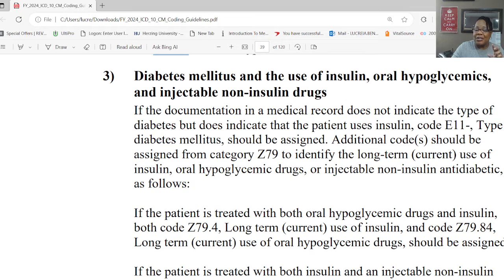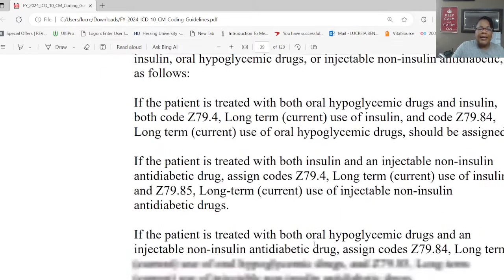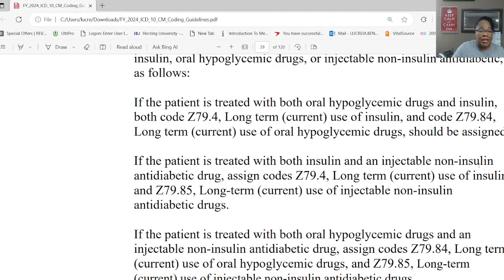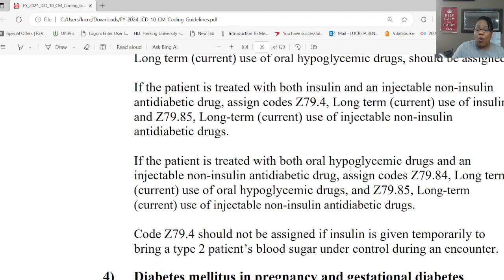Remember, this has changed. In the past, if you were on both, you only coded the insulin. But now if you take an oral tablet and you take insulin, then code them both. If the patient is treated with both insulin and an injectable non-insulin anti-diabetic drug, then assign code Z79.4, long-term or current use of insulin, and Z79.85, long-term or current use of an injectable non-insulin anti-diabetic drug. If the patient is treated with both an oral hypoglycemic drug and an injectable non-insulin anti-diabetic drug, assign codes Z79.84 for the long-term current use of an oral hypoglycemic drug and Z79.85, long-term or current use of an injectable non-insulin anti-diabetic drug.